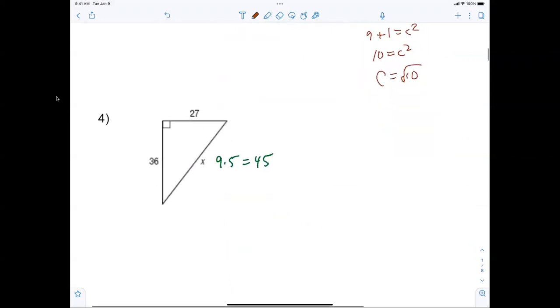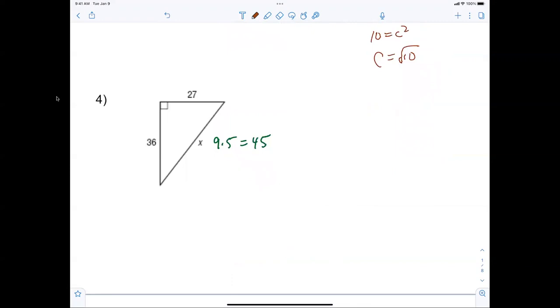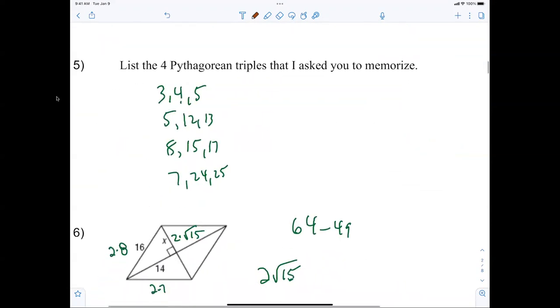All right. Number 4, does everybody see that's 9 times 3, 9 times 4, 9 times 5, right? Pythagorean triples, I wanted you to know. Some of you guys just wrote down a bunch of numbers. 3, 4, 5, 5, 12, 13, 8, 15, 17, 7, 24, 25.